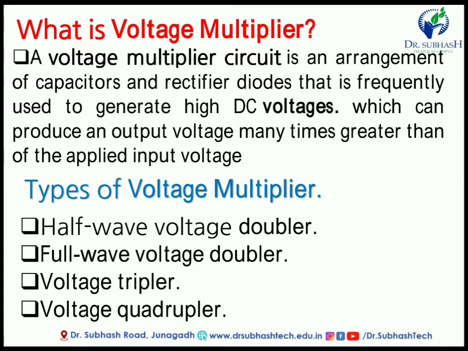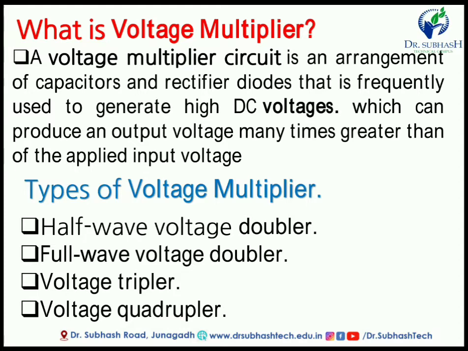A voltage multiplier circuit is an arrangement of capacitors and rectifier diodes that is frequently used to generate high DC voltage. If you want to generate high DC voltage, then a multiplier circuit is required, which can produce an output voltage many times greater than the applied input voltage. Means if you want to double the voltage, triple the voltage, or up to 4 times or 6 times, we can increase the input to output voltage.